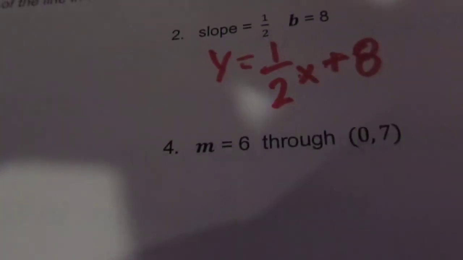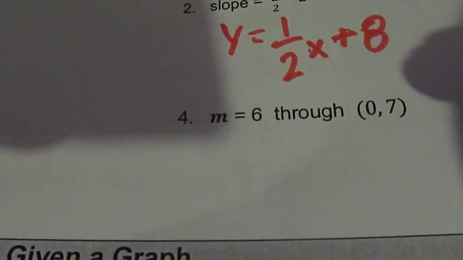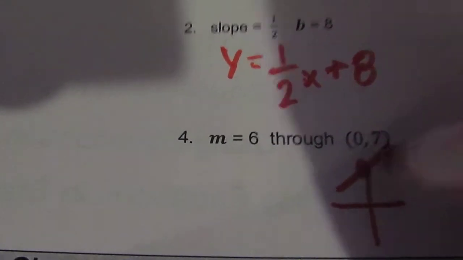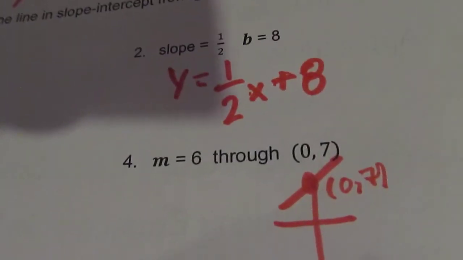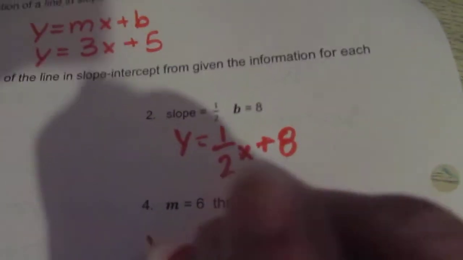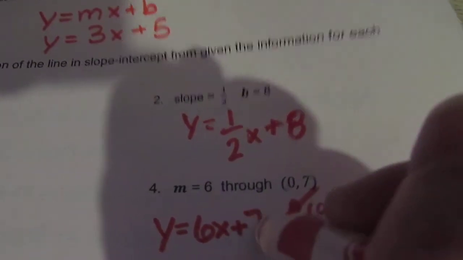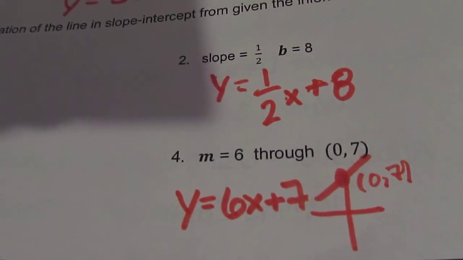Last example for these. Okay, this one doesn't say b, but we know the y-intercept is where it crosses the y-axis. That means x is equal to 0. So that's the point 0, 7 there. Okay, well, we can do this. Start with y equals, then we have 6x plus 7. So far, so good.